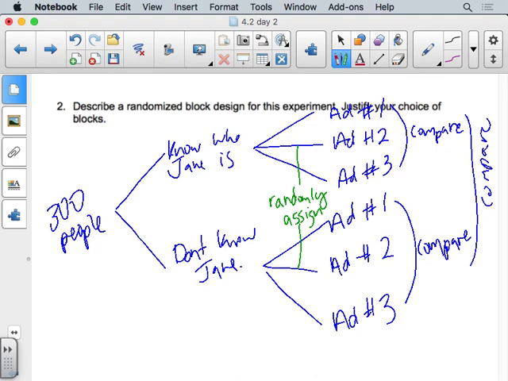So, ad number 1 really worked with the people who already knew her. Or if it was age, it worked. Ad number 1 worked with the 60 and up population really well, but ad number 2 worked with the 20 and below population. Whatever, you can do it that way.